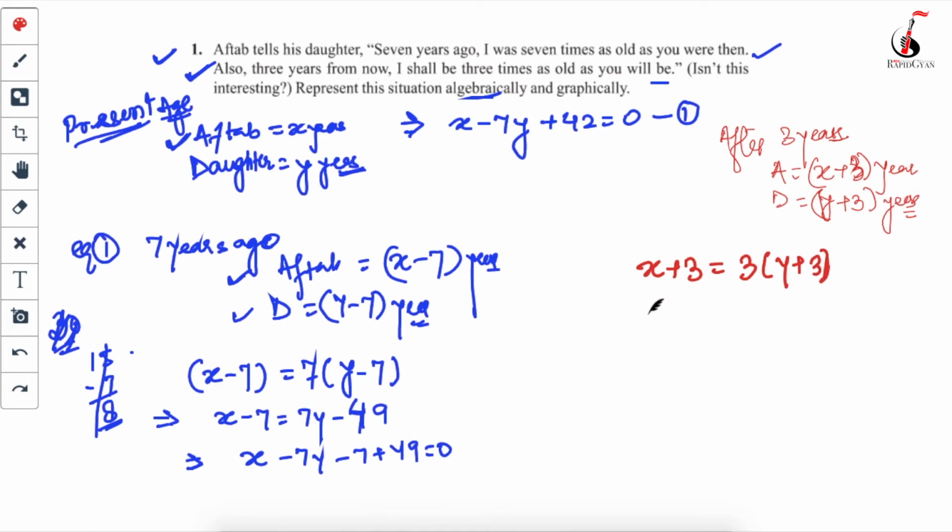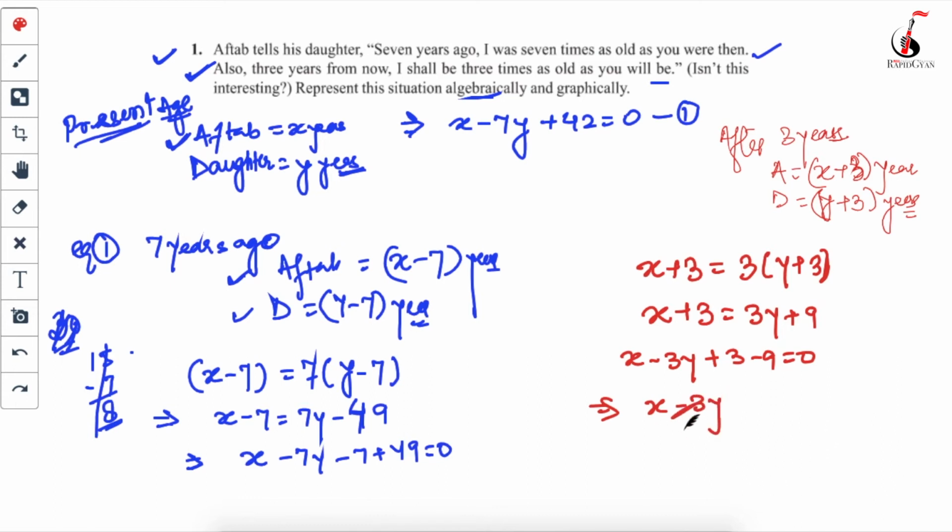So simplify this. This will become x plus 3 is equal to 3y plus 9. Let's send everything to the left hand side. So this will become x minus 3y plus 3 minus 9 is equal to 0. So this will give you, beta, x minus 3y and plus 3 minus 9, which is minus 6, equal to 0. So your second equation is x minus 3y minus 6 equal to 0.